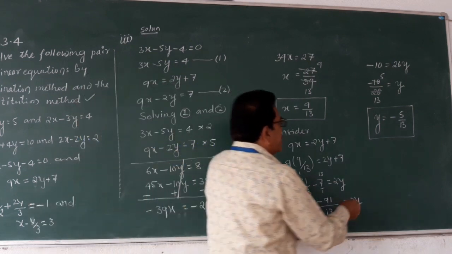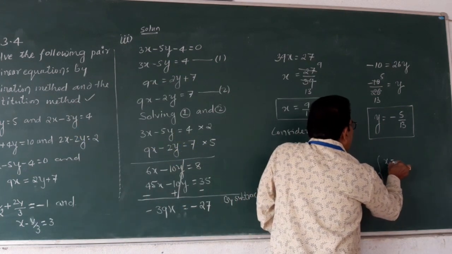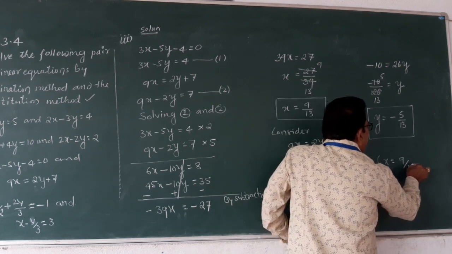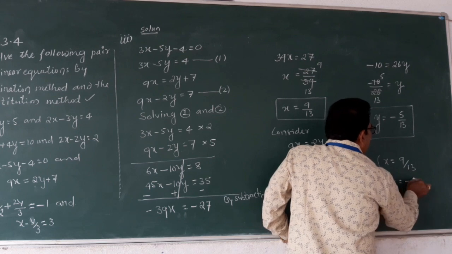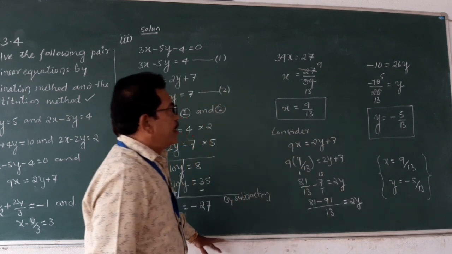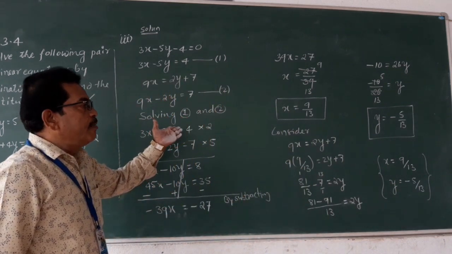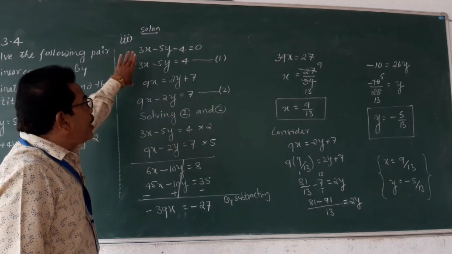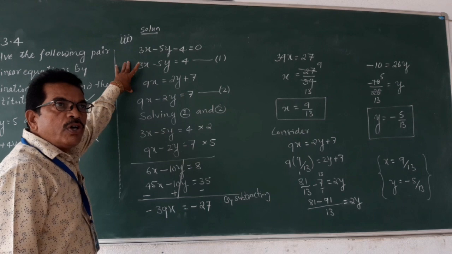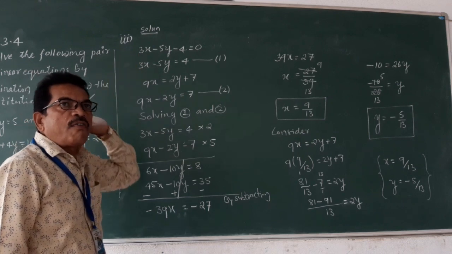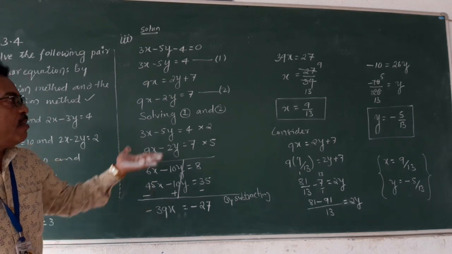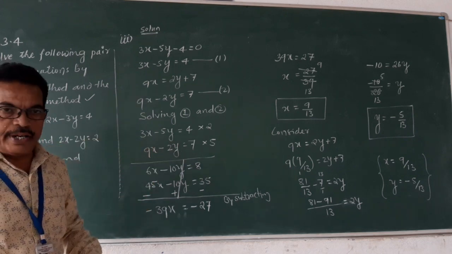Now, let us write the solution set. x equals, how much did we get? 9 by 13. And y equals minus 5 by 13. See, this method is called the elimination method of solving a pair of linear equations. What you have to do is equate the coefficient of either x or y, then simplify by the usual method.